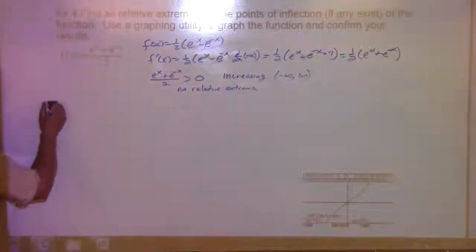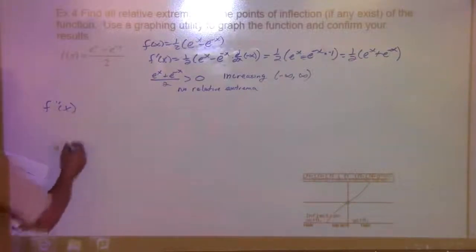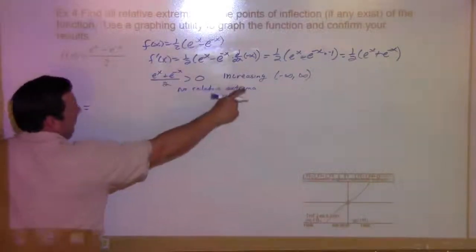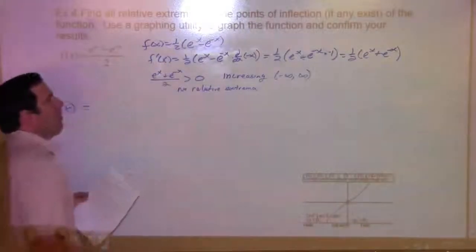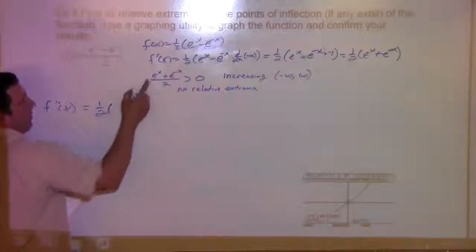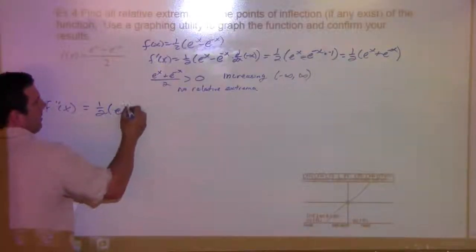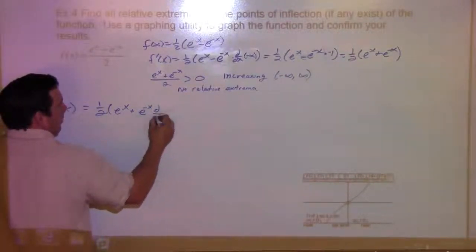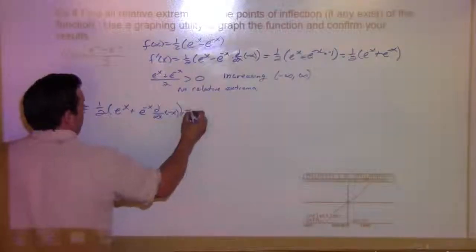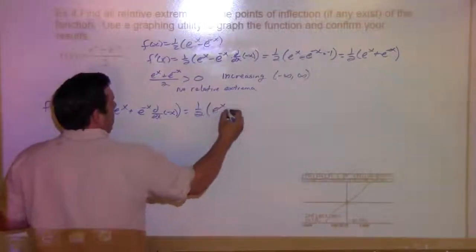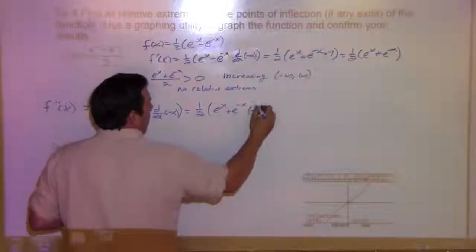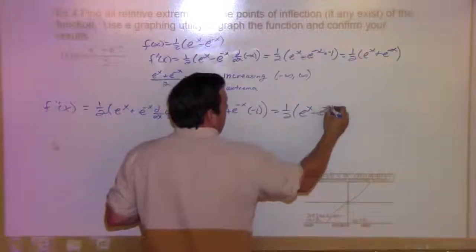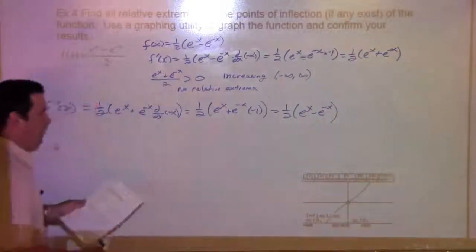Now for the second derivative, this might look familiar to you. Again, think of this 1/2. That's 1/2 times the derivative of e to the x, which is e to the x, plus the derivative of e to the negative x, which is e to the negative x times the derivative with respect to x of negative x. It's 1/2 times e to the x plus e to the negative x times negative 1, which is 1/2 times e to the x minus e to the negative x. That's what we started with.